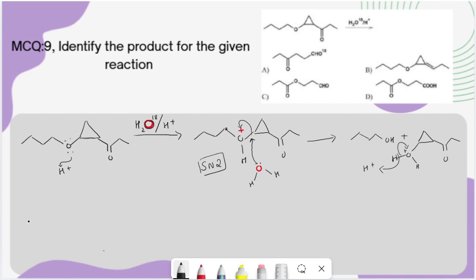And what happens to this? I'm going to write here. Look at this. This is a cyclopropane molecule with OH group like this. And we have a carbonyl here.